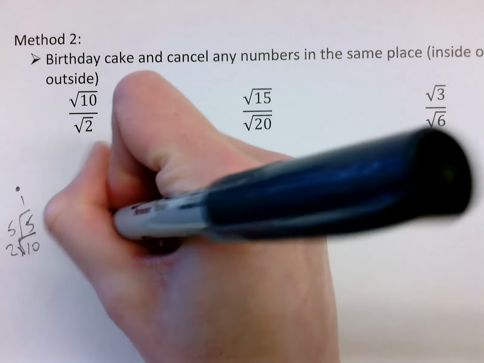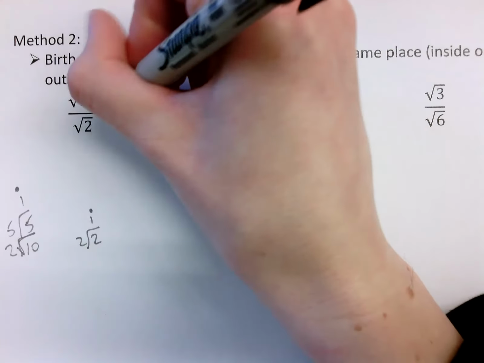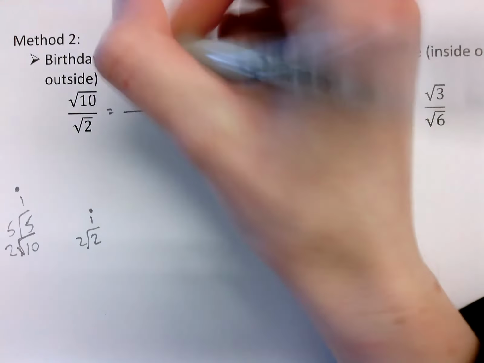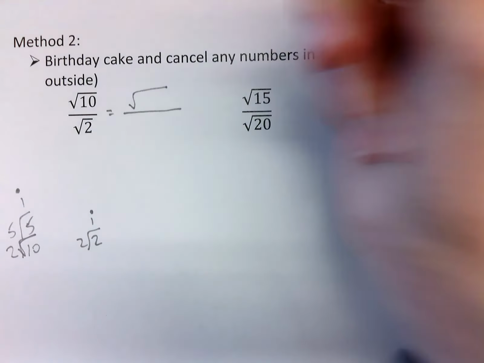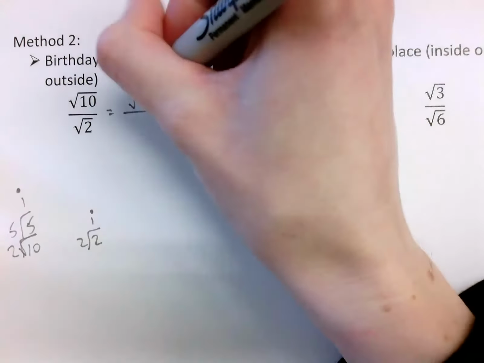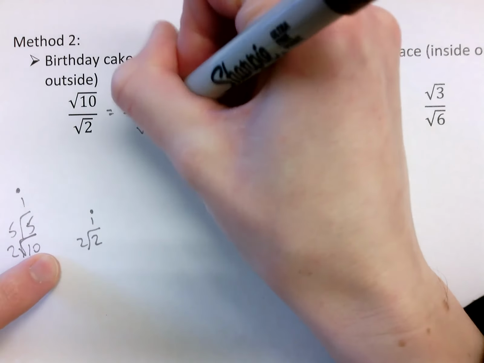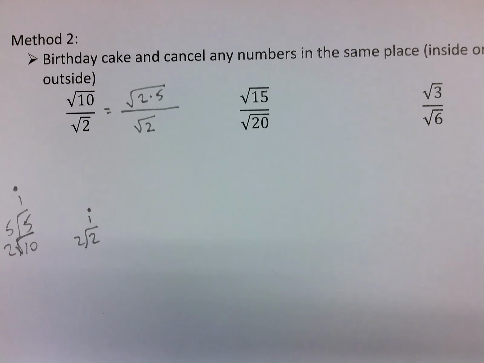And then 2, well, 2 doesn't really birthday cake, right? It just goes into itself once. So what I'm going to do is rewrite this fraction, and I'm going to write it with just these numbers. So the 2 and the 5 were leftovers without a pair, so those go on the inside. And on this guy, no pairs, so that stays on the inside, right?